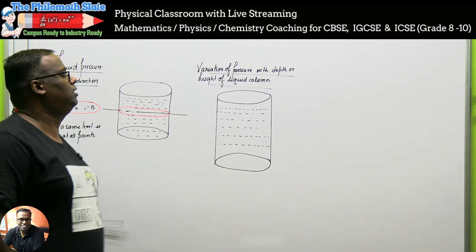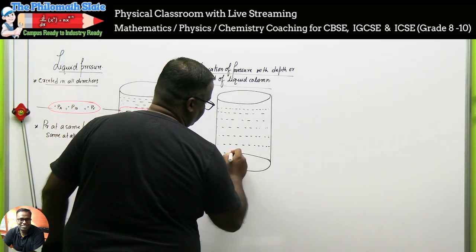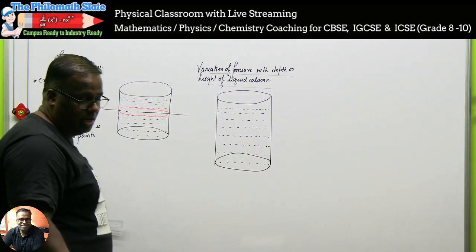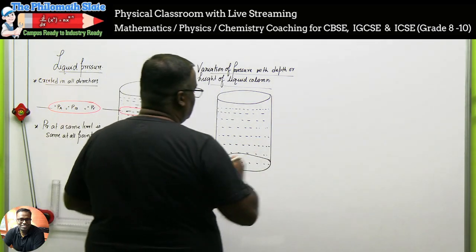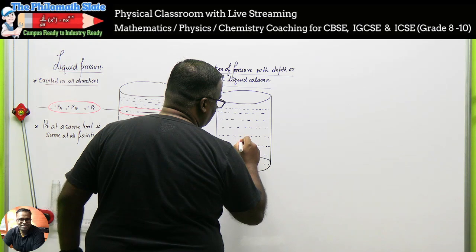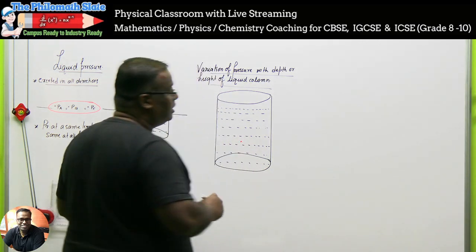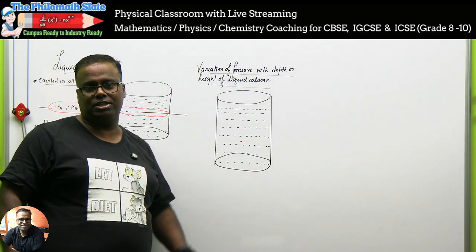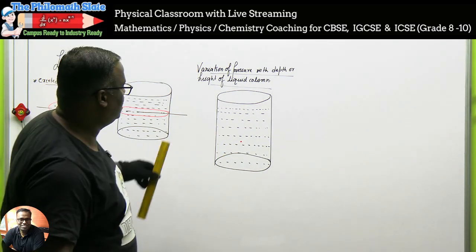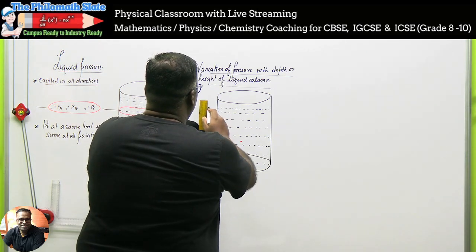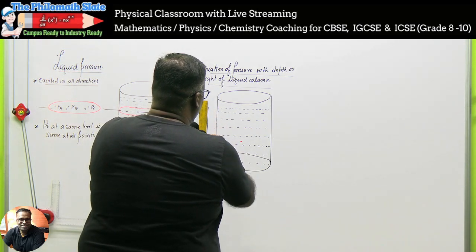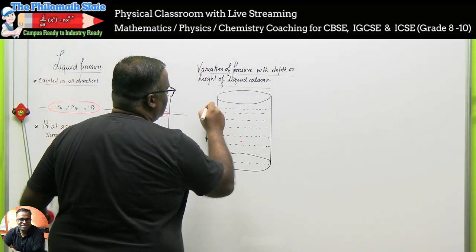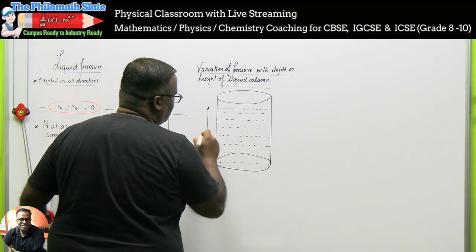Right, I have liquid till this level. Right, and I have fixed up a point. Let's say I want to find out how much is the pressure that you expect at this point P. The depth or the height of the liquid column above P is, say, H.